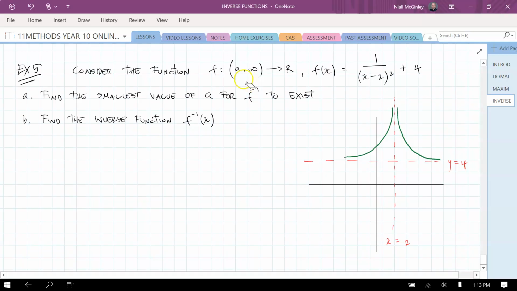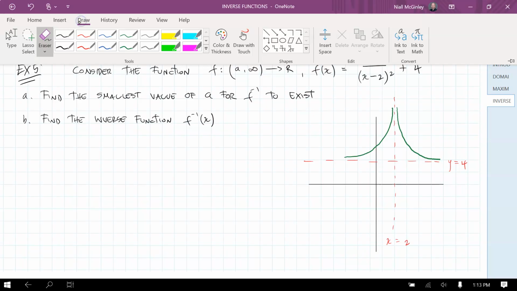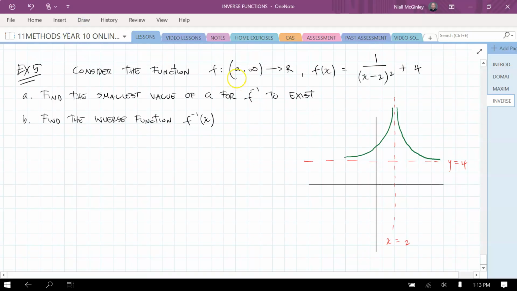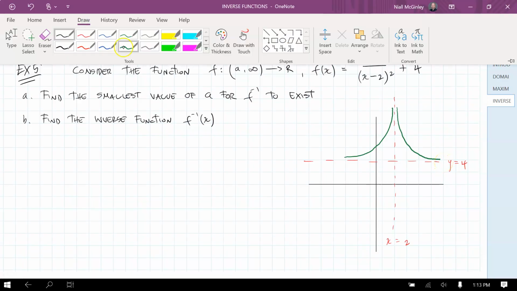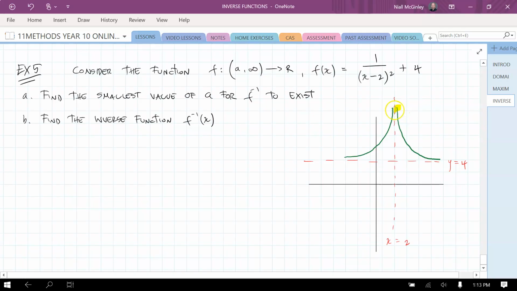So if we look at the domain that we're given here, the domain is starting at a and going up to infinity. So because it's going to infinity, to make it a one-to-one function, it's going to be this bit of the function, right? Because that's the bit that's going up to infinity. And what we're therefore going to do is lose this part. By losing this part of the function, it is a one-to-one function now.